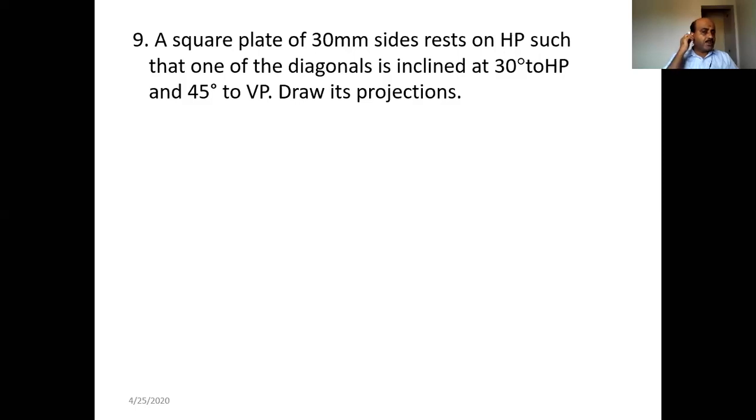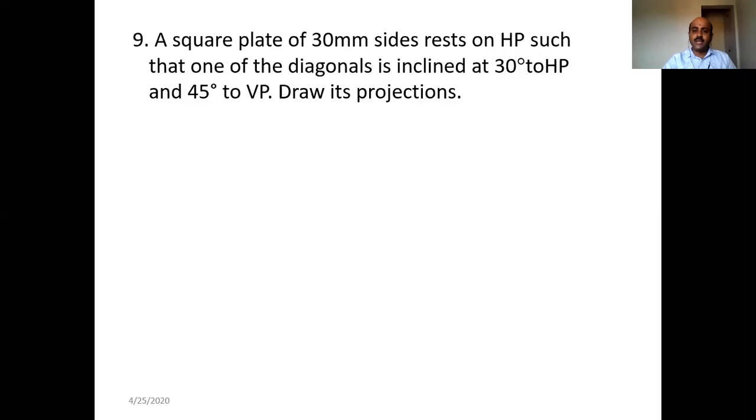Okay. In this problem, a 30 millimeter side square is resting on HP such that one of the diagonals is inclined at 30 degrees to HP and 45 degrees to VP. Look at here, one of the diagonals. So the condition here is that the diagonal of a square is inclined to both HP and VP. So now the concept of the beta angle will come into the picture, and also the word "appears" is not there.